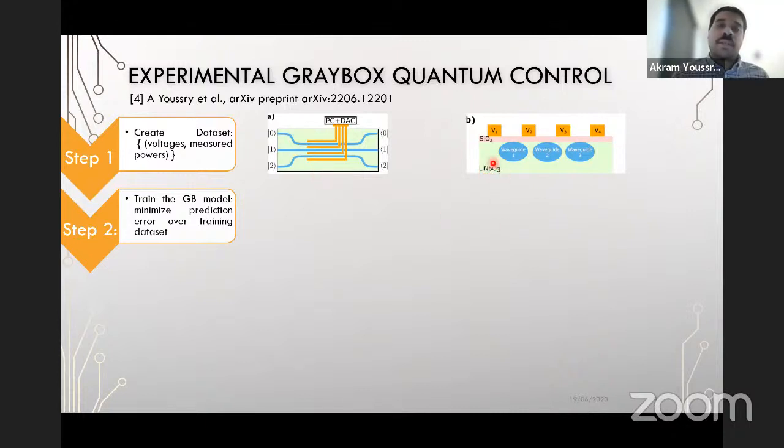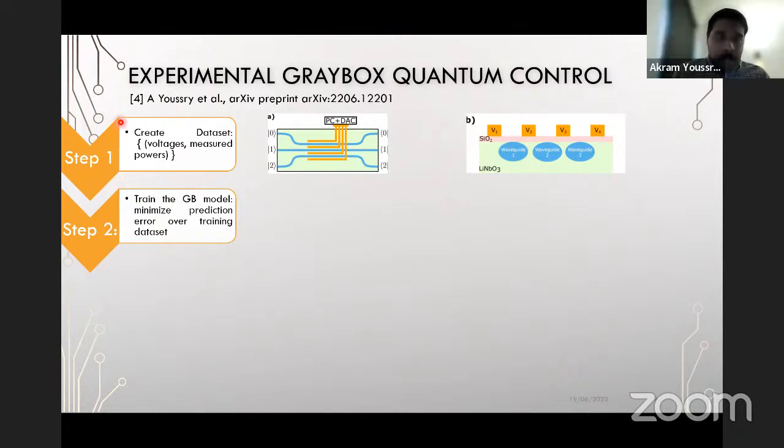So this lithium niobate material, if you apply voltages, you can control the refractive index. And so this is the idea of the operation of the device. By applying electric fields, you change the refractive index, and so you can change the propagation for these different wavelengths.